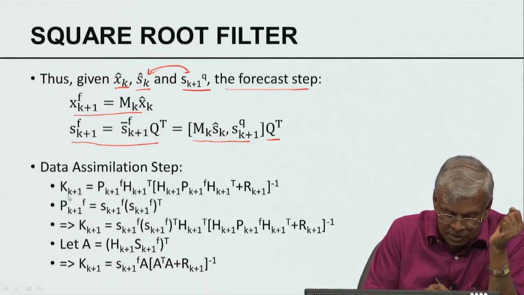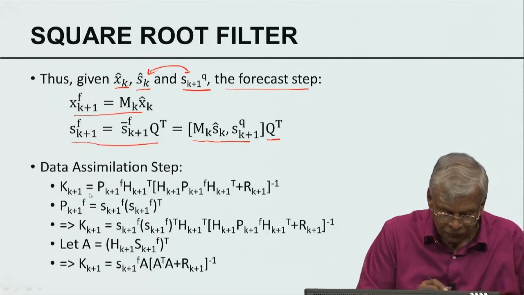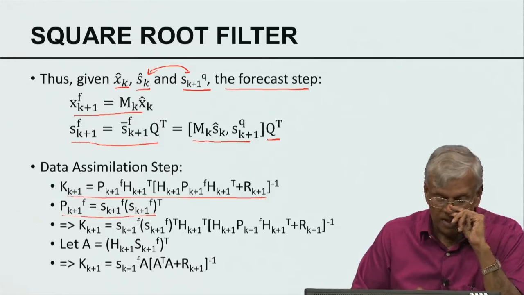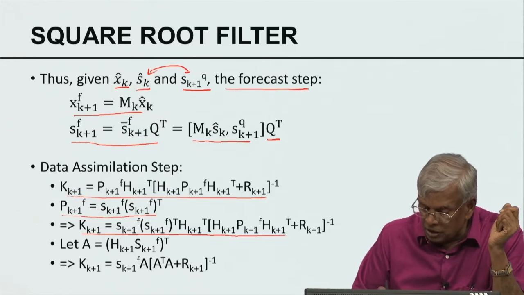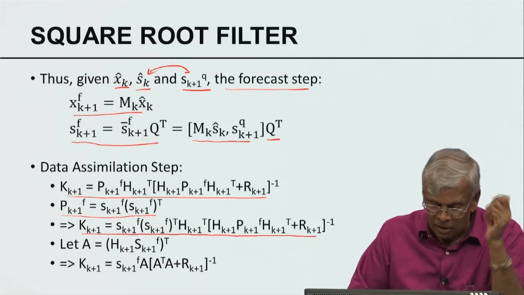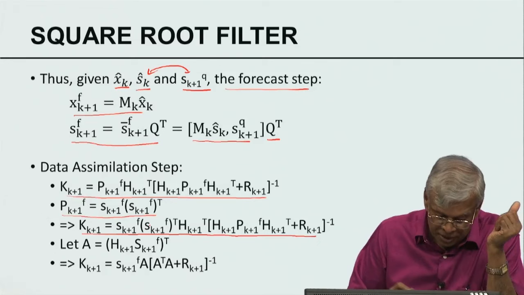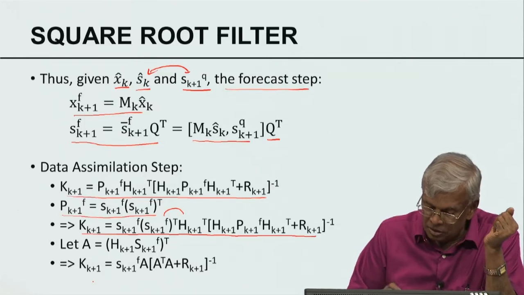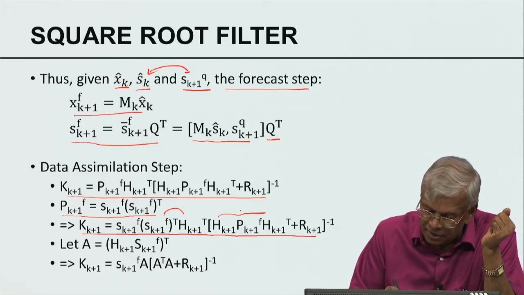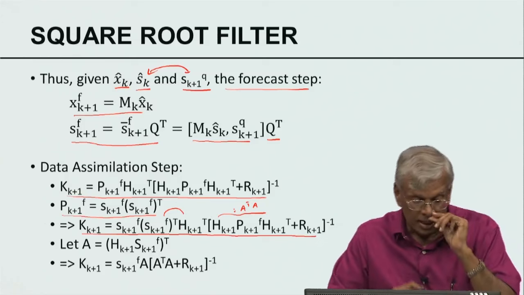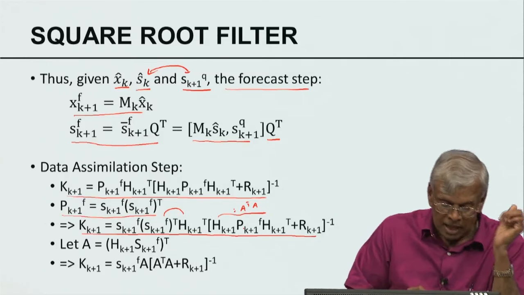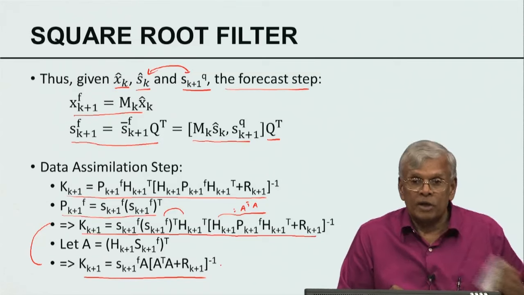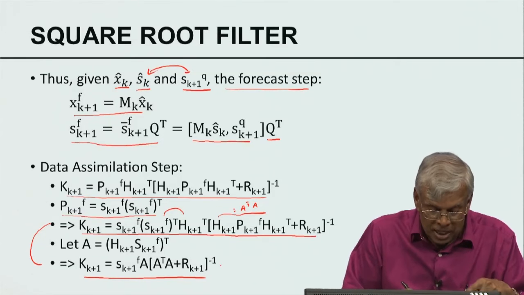The data assimilation step now consists of the Kalman gain. It is the forecast covariance. The Kalman gain can be written using the square root forms. Now I am going to change the matrices. H k X k, the product that comes in here, I am going to call it A. So this I can rewrite also as A transpose times A using the same notation and using the same factorization for P k plus 1. Therefore, K k now gets this form, and this form is the square root version of the Kalman gain.